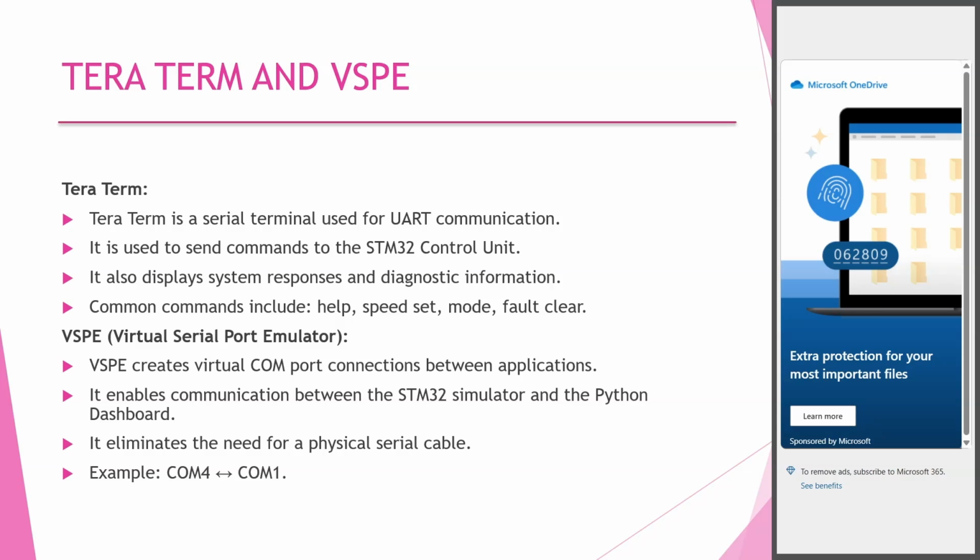VSPA is a virtual serial port emulator. VSPA creates virtual COM port connections between applications. It enables the communication between the STM32 simulator and the Python dashboard. It eliminates the need for a physical serial cable. For example, here, COM4 to COM1.